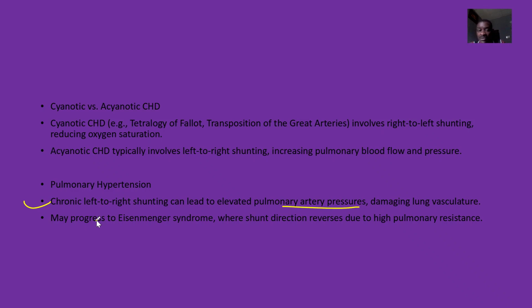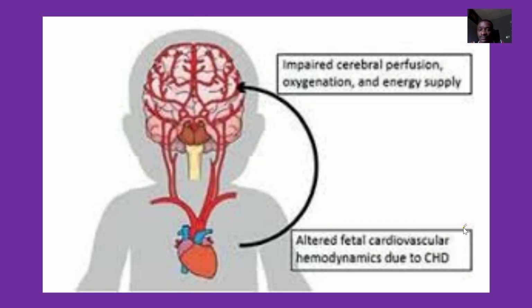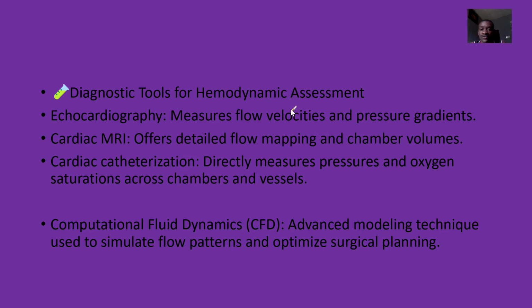Pulmonary hypertension: chronic left to right shunting can lead to elevated pulmonary artery pressures, damaging lung vasculature. So it may progress to what? Eisenmenger syndrome, where shunt direction reverses due to high pulmonary resistance. So diagnostic tools for hemodynamic assessment: echocardiography, cardiac MRIs, cardiac catheterization. So they directly measure pressures and oxygen saturation across chambers and vessels.